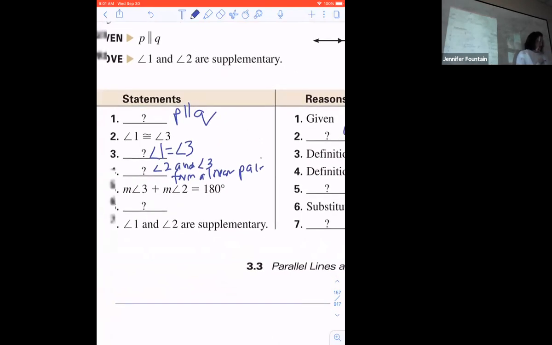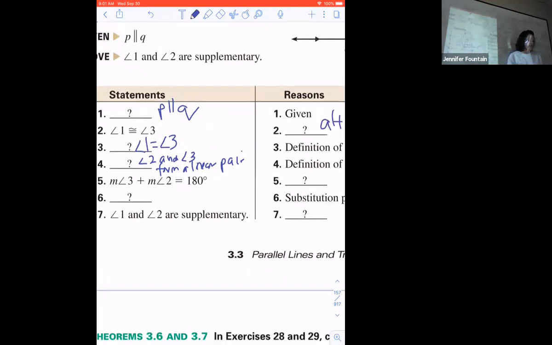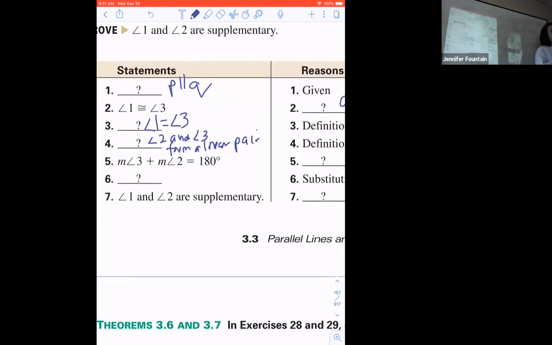Now, we said that angle 2 and angle 3 form a linear pair. What did we do in step 5? The measure of angle 3 plus the measure of angle 2 equals 180. We add them together to equal 180. Notice that angle 2 and angle 3 form a linear pair. These two mean the same thing, right? But here we've used angles and words. What did we use here? We made a mathematical statement. So we've substituted these symbols for our words.